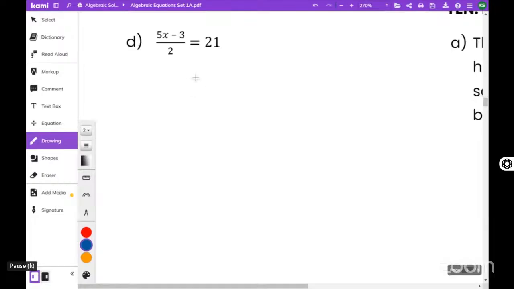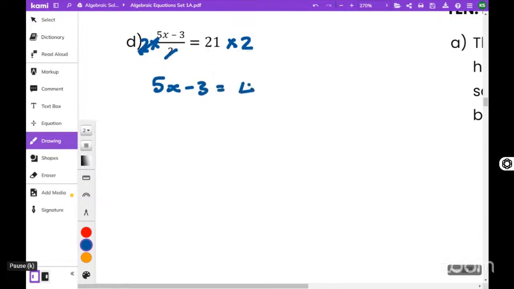So step 1 for this one now. Because we're dividing by 2, the 5x and the minus 3 we do last. So the first thing we need to do is move this 2 over. So we multiply this side by 2. And we multiply this side by 2. And the 2s will cancel. Bring down 5x minus 3.